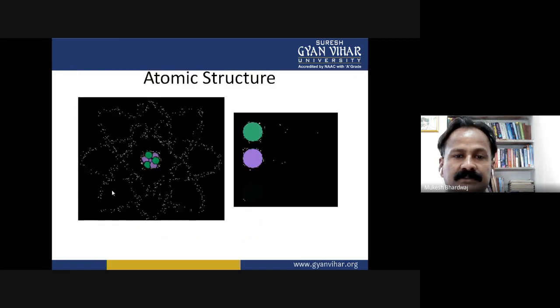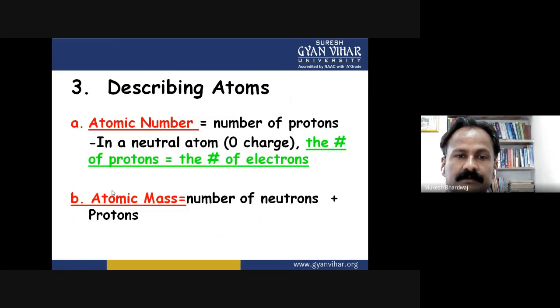This is the atomic structure, the microscopic view of the atomic structure: nucleus, orbits, electrons, protons. Describing atoms: an atom is described by atomic number and atomic mass. Atomic number equals the number of protons in a neutral atom, zero charge. That is, the protons equal the electrons. Atomic mass equals the number of neutrons plus protons.